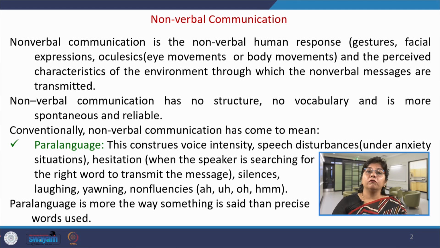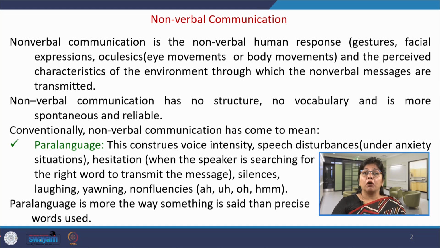So, how do we define non-verbal communication? It is a non-verbal human response which includes gestures, that is your body movements, your facial expressions or eye movements, or oculesics, and the perceived characteristics of the environment through which the non-verbal messages are transmitted. So, whatever the characteristics of the situation or the environment, and however the person tends to respond to that situation in a non-verbal manner, maybe through facial expressions, body movements, gestures or eye movements, this transmits a message to the other person in a very precise and reliable manner.